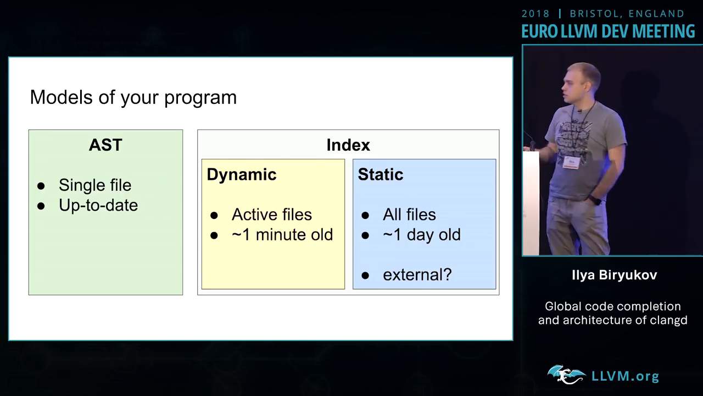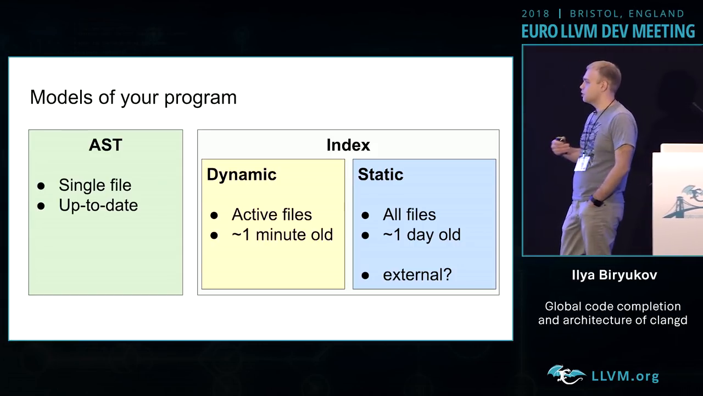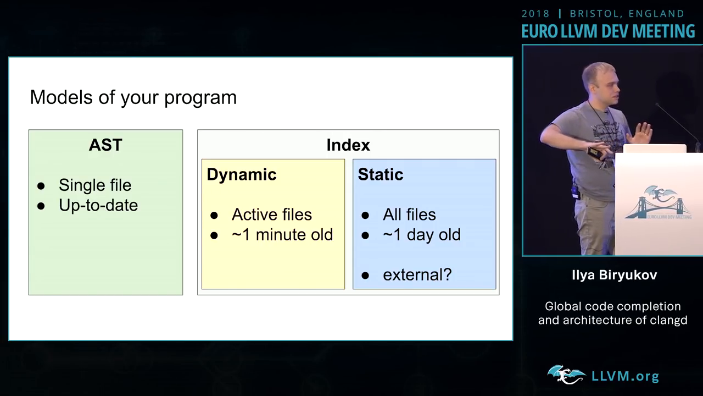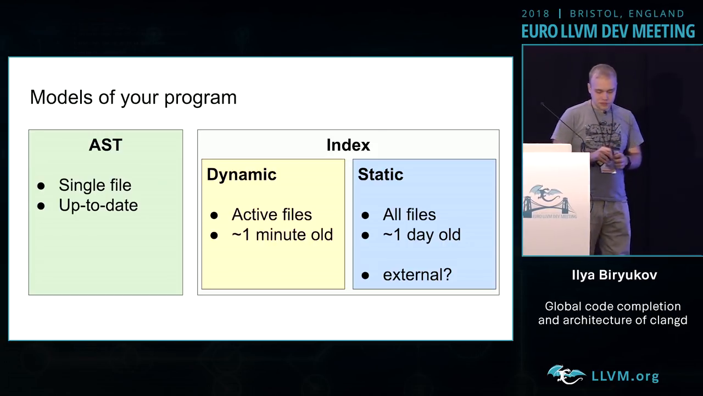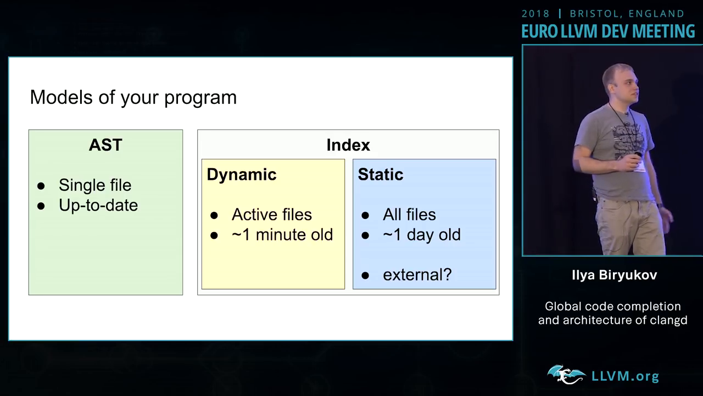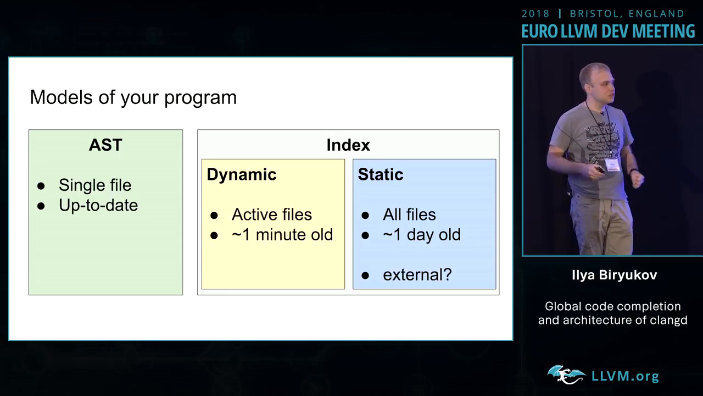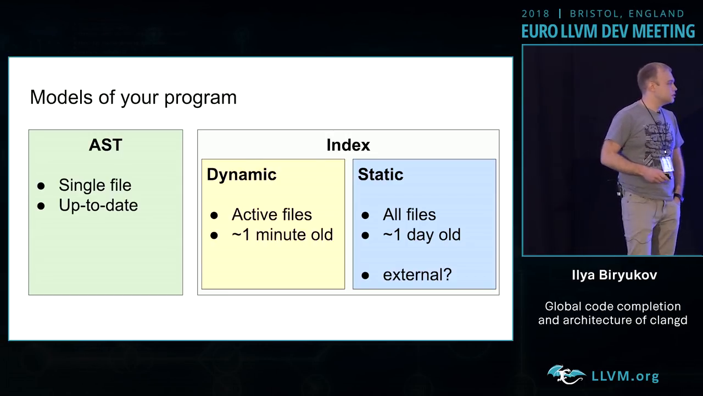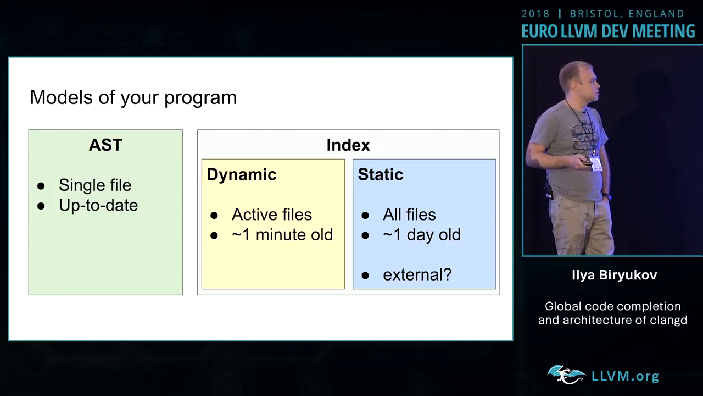The dynamic index will potentially know fresher information about some of the files that you changed, but it won't have some of the signals that the static index has. And then we have the AST that is always up to date. But unfortunately, it lacks some other signals as well. It might not know where the definitions of some things are, or which file to include if you need to get this symbol into your translation unit.